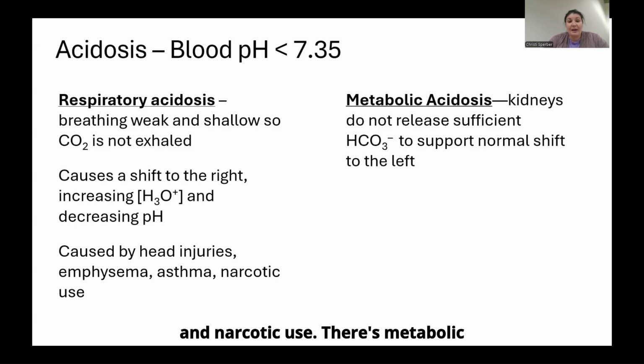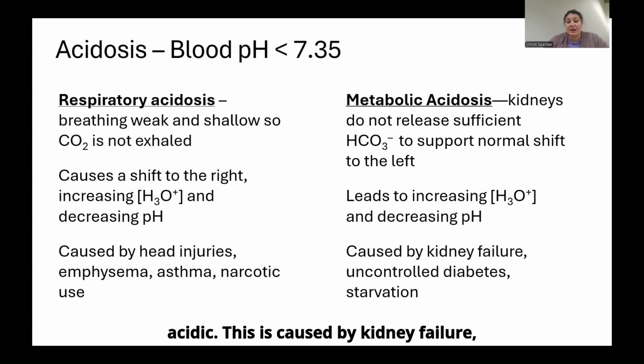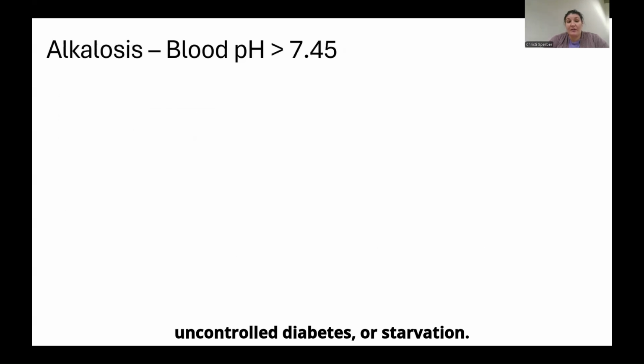There's metabolic acidosis, which is when the kidneys do not release enough hydrogen carbonate to support the normal shift to the left. This leads to increasing the hydronium ion concentration and makes it more acidic. This is caused by kidney failure, uncontrolled diabetes, or starvation.